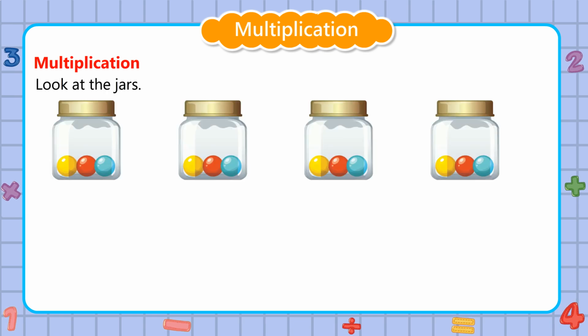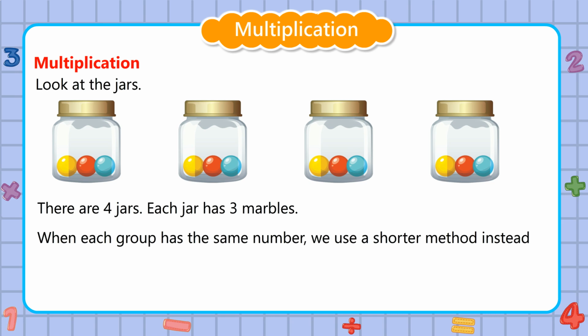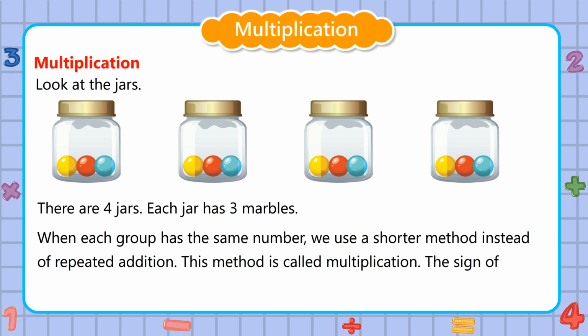Multiplication. Look at the jars. There are 4 jars. Each jar has 3 marbles. When each group has the same number, we use a shorter method instead of repeated addition. This method is called multiplication. The sign of multiplication is this.